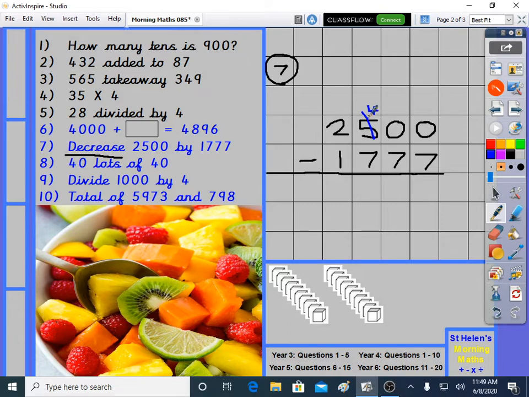Is that right? Yes, I borrow 1 from there, and it goes here. That goes down to a 9, and that goes here. 10 take away 7, 3. 9 take away 7, 2. 4 take away 7. Oh, we can't do that still. So let's borrow in a different colour this time.